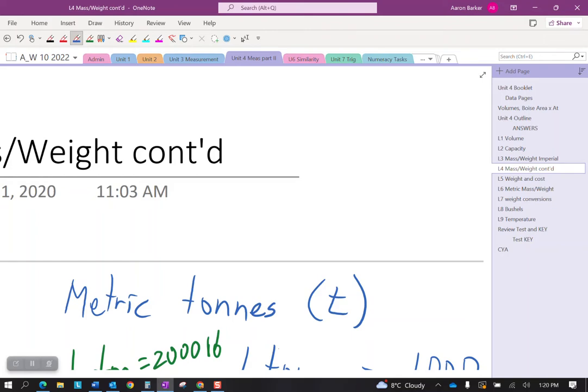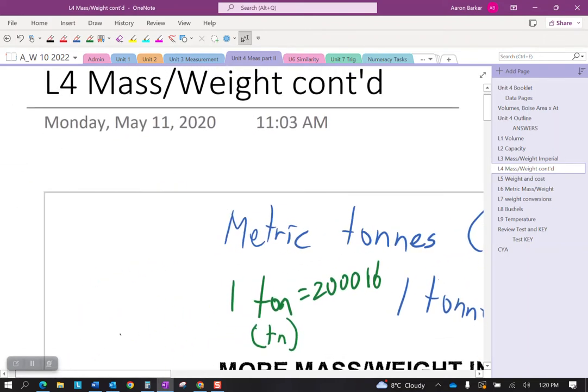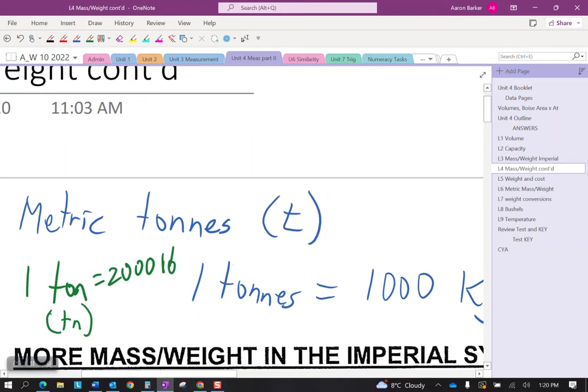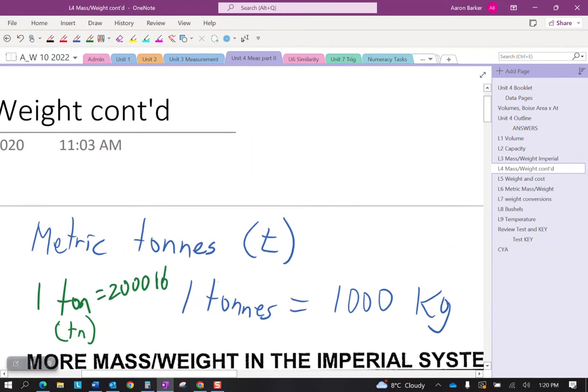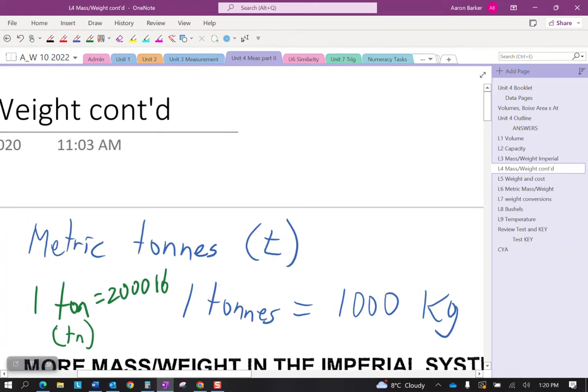That's different than the imperial ton. One ton without the N-E-S is 2,000 pounds, and its symbol is TN. So you've got to know the difference in which one we're talking about. Now, the metric tonne, 1 tonne, is 1,000 kilograms.